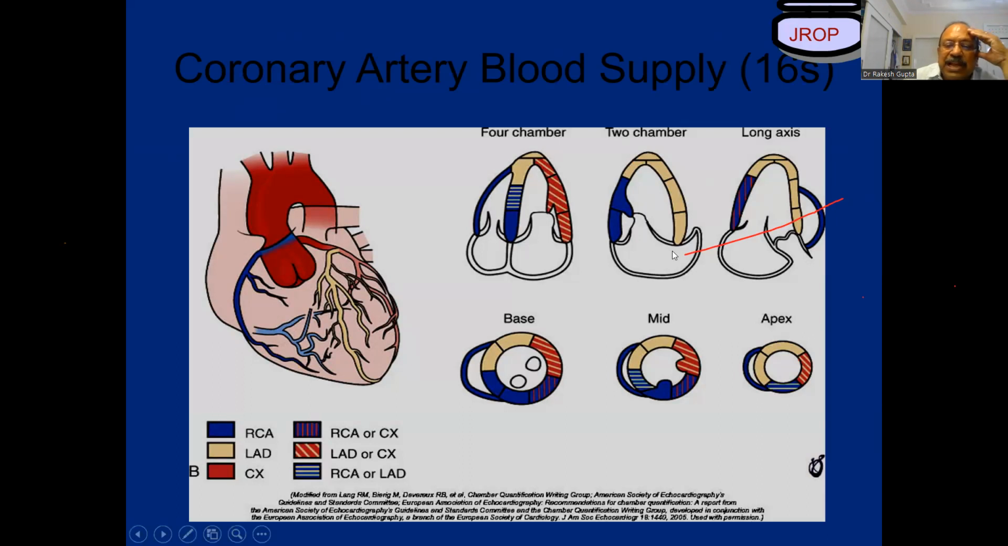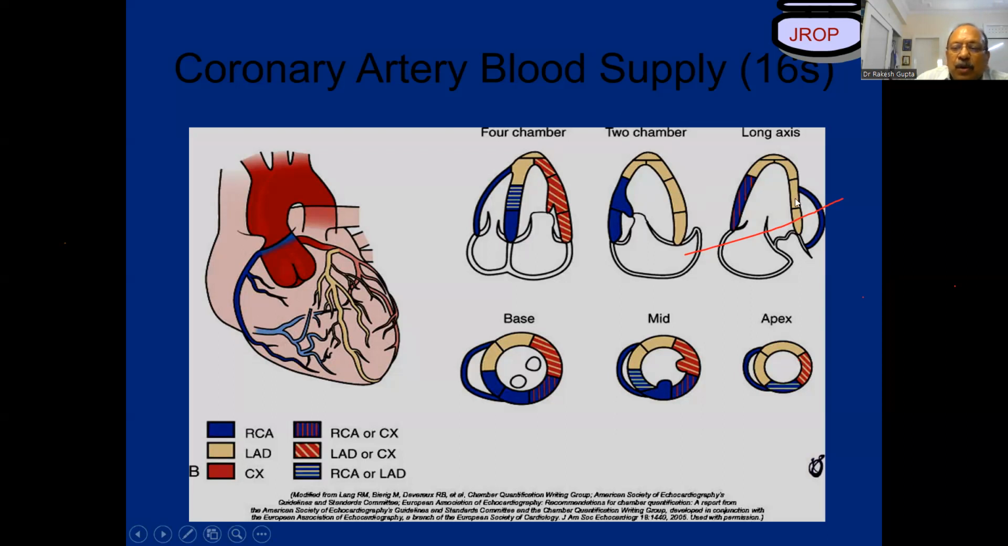The reason for showing this slide is, if you look at it very carefully, the supply is basal, mid, and apical segments. What do you mean by mid segment? Mid segment is where the papillary muscles are present. If I cut my mid segments, it'll be cutting mid septum, mid lateral, mid inferior, mid anterior, mid posterior wall, mid anterior septum.